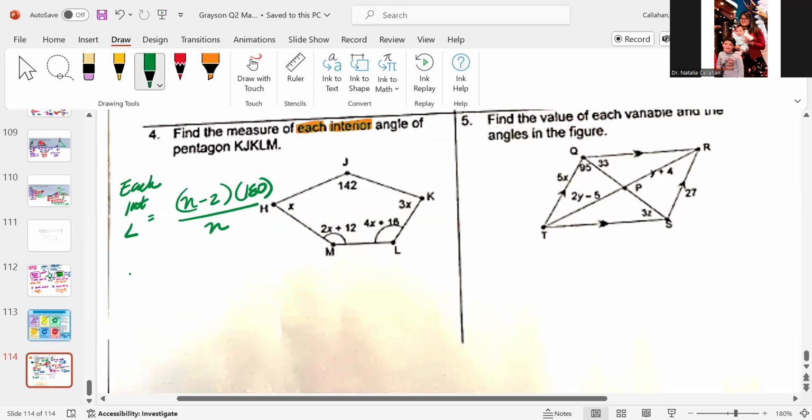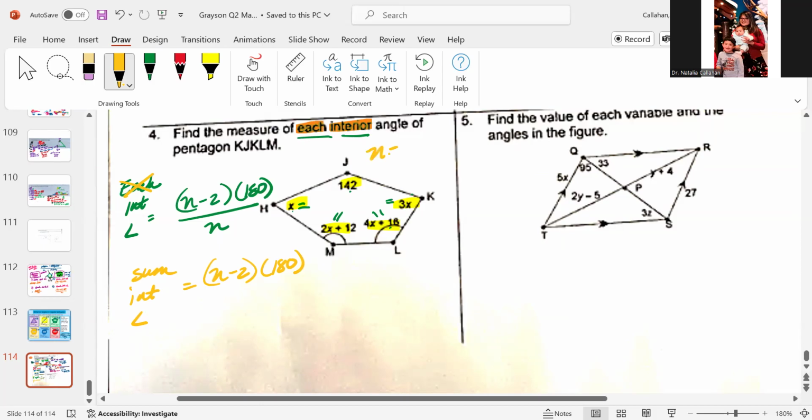Okay, but here's the problem though. Do you see how, even though it says find each interior angle, they want you to find the measurement of all of these angles? They want to know what this is equal to, what this one's equal to, what this one. You understand? You can't use that formula. The reason you can't use that formula is because when they give you the measurement of all of the angles, you're not looking for each. What are you looking for? Sum, right? And that is going to be n minus 2 times 180, correct?